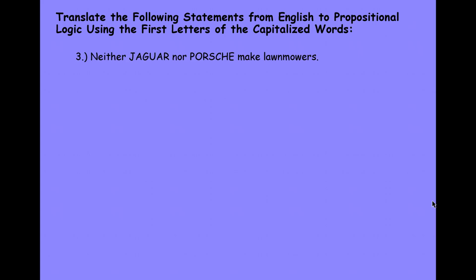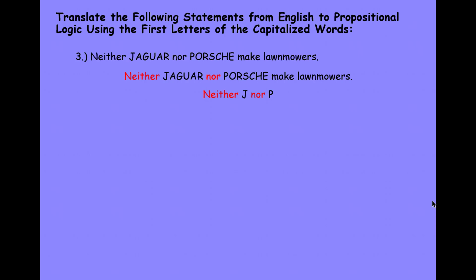Neither Jaguar nor Porsche make lawnmowers. So Jaguar is all capital, Porsche is all capital. So we know we've got two simple statements. One will be symbolized with J, one will be symbolized with P. They're simple affirmative statements, so Jaguar makes lawnmowers, Porsche makes lawnmowers are our two simple affirmative statements. That means that neither nor are our logical form words, so we'll highlight those.